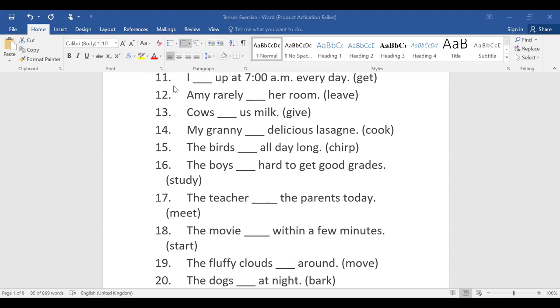Okay, so 11. I get up at 7 a.m. every day. Now, that is a wrong sentence because get is not the correct verb to be used here. What should be the correct verb for get? That should be put in that bracket. Okay, sir. In that blank space, I mean. And you do the same for the rest.